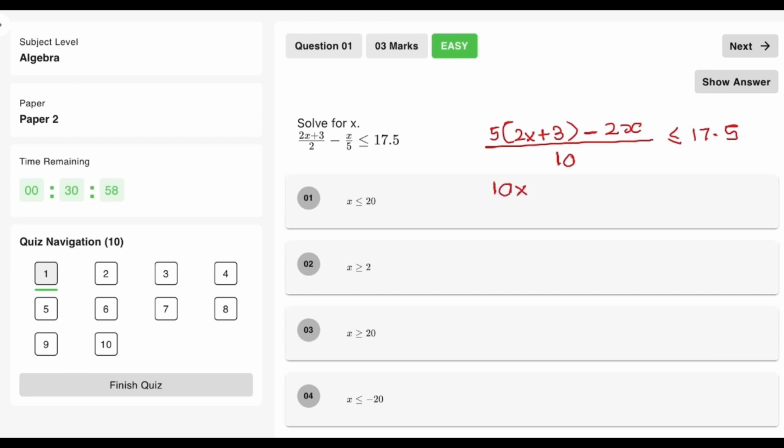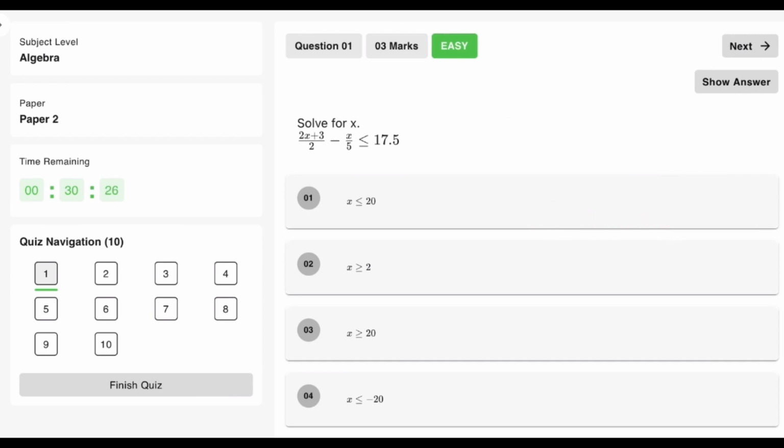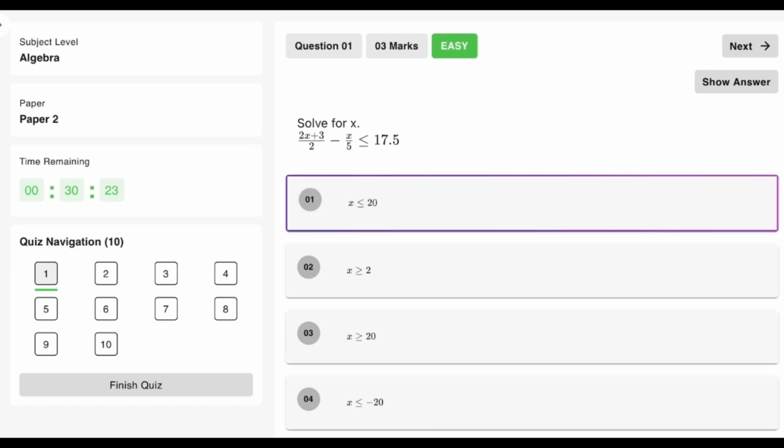So this then becomes 10x plus 15, take away 2x, and I'm also going to multiply the 10 to the other side, so this becomes 175. This then becomes 8x plus 15 is less than 175. So 8x is less than 160 and x is less than or equal to 20. So therefore, the final answer is the first option here, 20. Moving on to the next question.